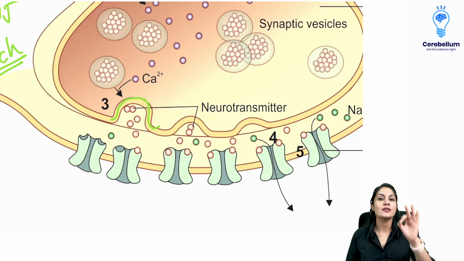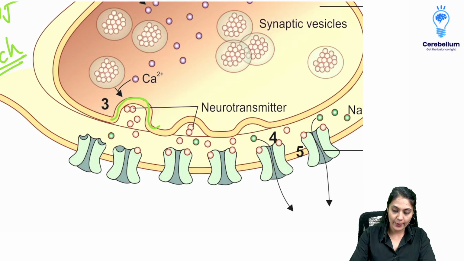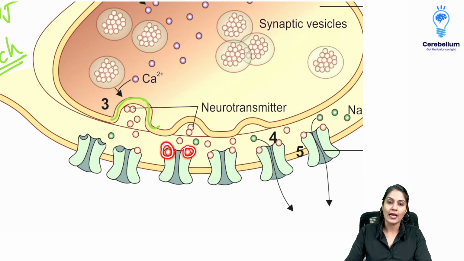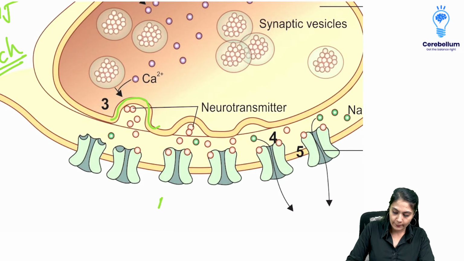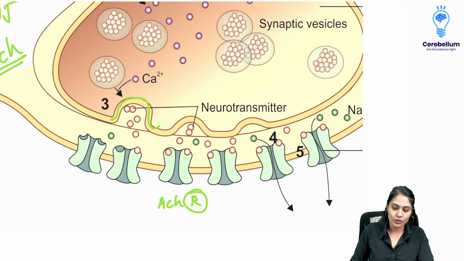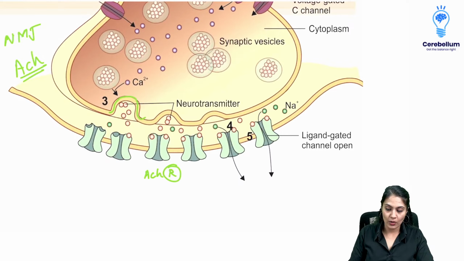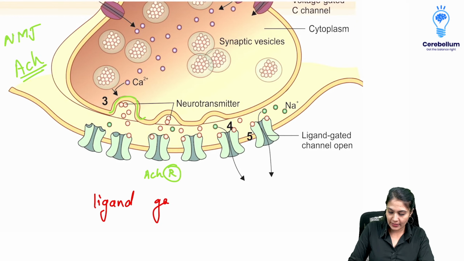Now, as soon as this acetylcholine exits the nerve, what is going to happen? It is going to go and sit onto its receptors. You can see over here, acetylcholine is released and it is going to sit onto the receptors, which are nothing but the acetylcholine receptors. Now, please remember that these receptors are going to act as ligand-gated channels. I'll make you understand what it is. Ligand-gated.